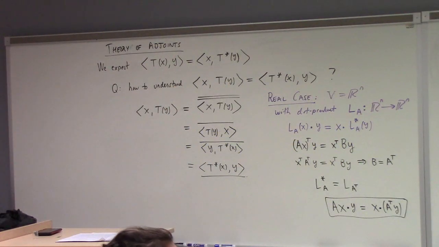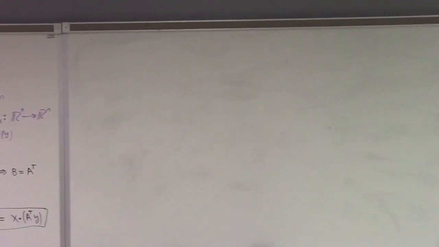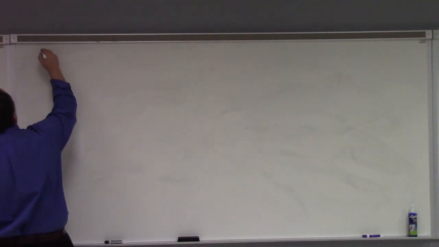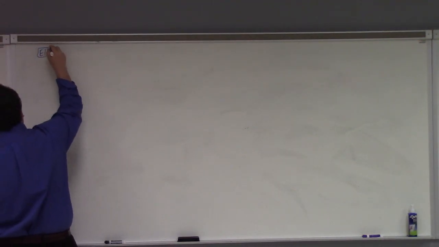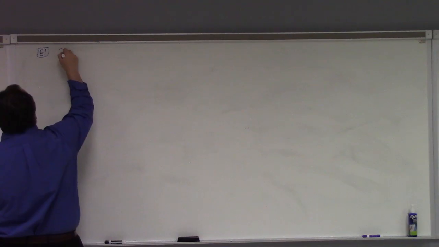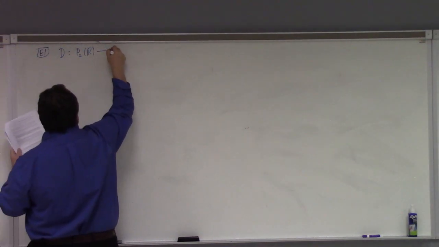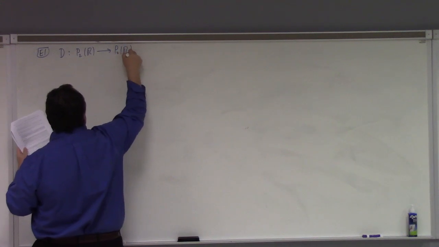All right, so example. I'm going to look at the differentiation operator on P2. That's a nice example. And this will give us a chance to take that Legendre polynomial basis we worked out the other day for a spin. All right, so example 1, which will be our only example, D from P2R to P2R.